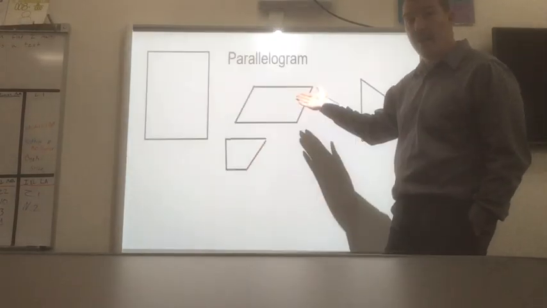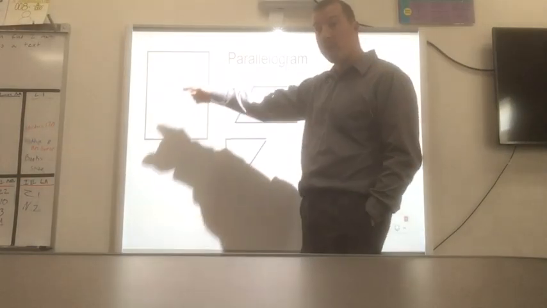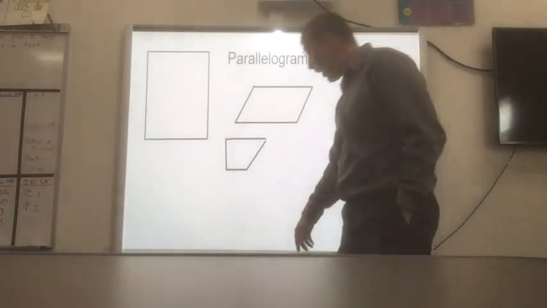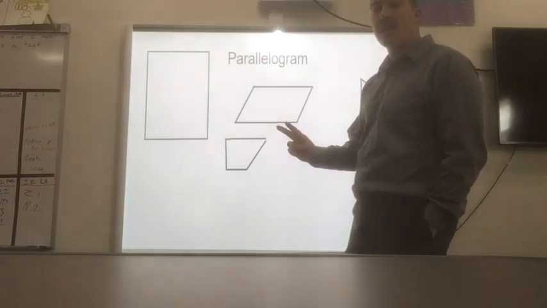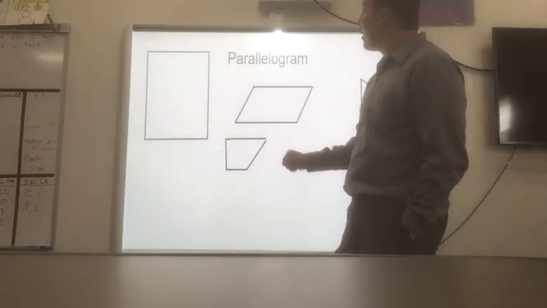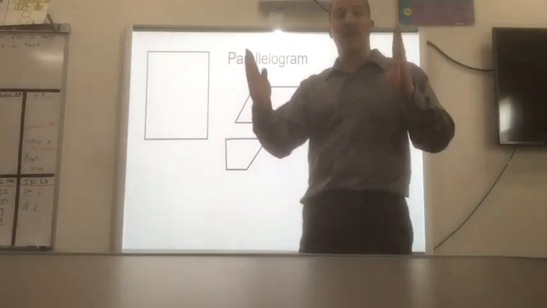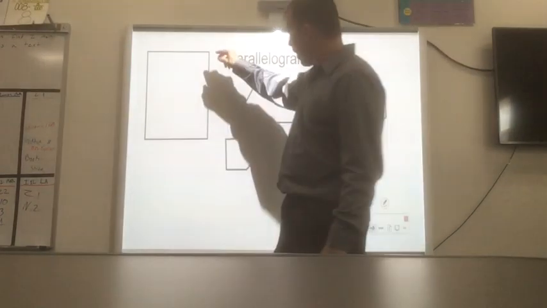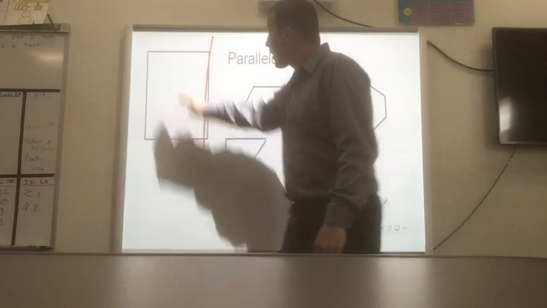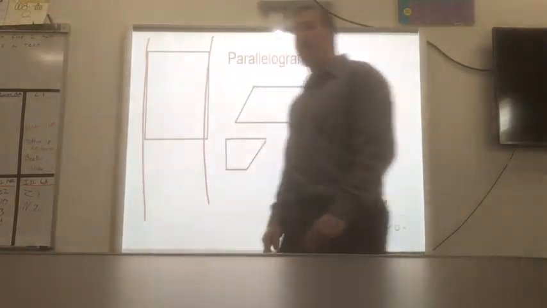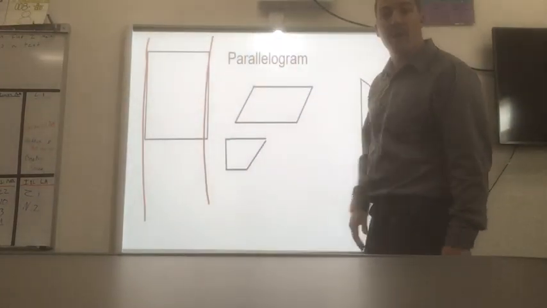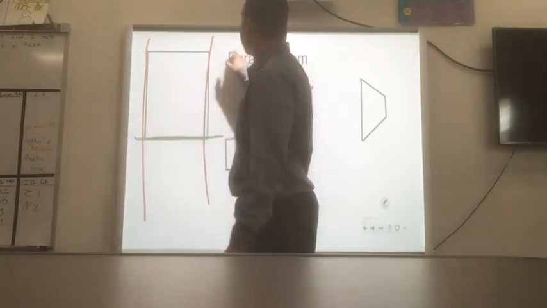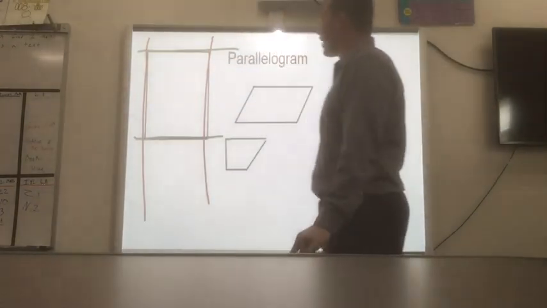So these are parallelograms. As you can see, they are still quadrilaterals. They have four sides, but they're also parallelograms. Why? Because they have two sets of parallel lines. Parallel meaning they'll go forever and they'll never run into each other, like train tracks. So if we go over here, these two lines go forever. They'll go all the way around the world, never run into each other. And then we have these ones here. So that would be a parallelogram.